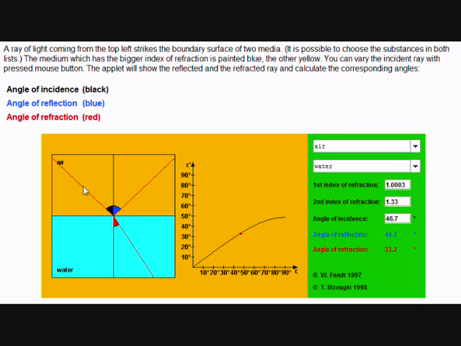Now, we can vary these, and it simply means that you just move the incident angle and we see an increase in the black. We also see a corresponding increase in the red refracted angle, but the refracted angle, red, is always less than the incident angle. That's for going from a less dense to a more dense medium. And just to mention, on the right hand side you've got the first index of refraction, 1.0003, and the second index of refraction is 1.33.